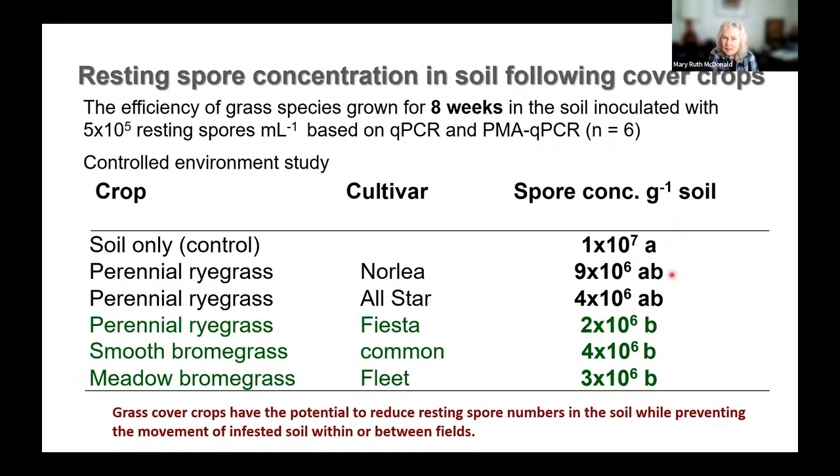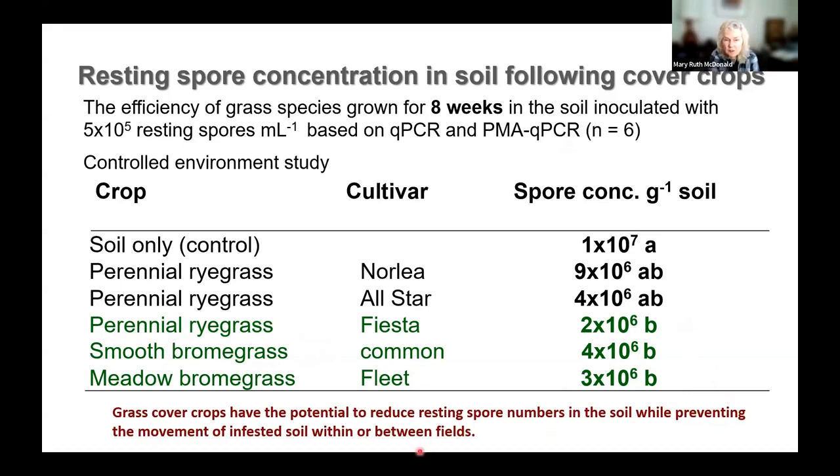We didn't see a significant reduction with some of the ryegrass, although we're going from 10 million to 9 million to 4 million. Some of the other ryegrass and other grasses did result in a significant reduction, but we're still over that million resting spores. However, this was only 8 weeks, so you would expect that over a longer period during the summer, or if we have perennial cover crops, it would be even more effective.